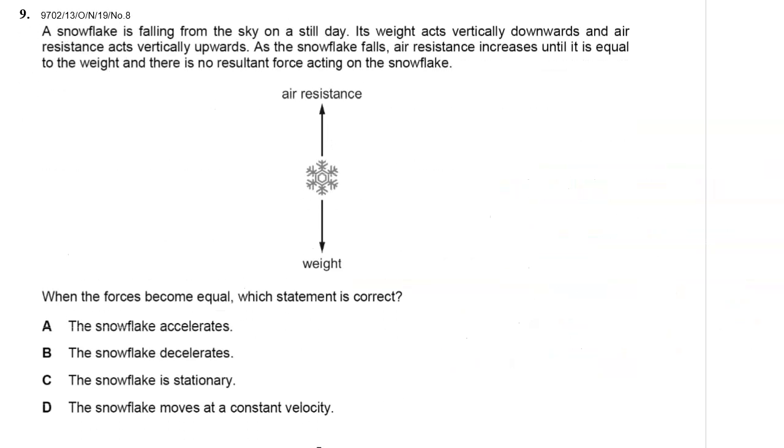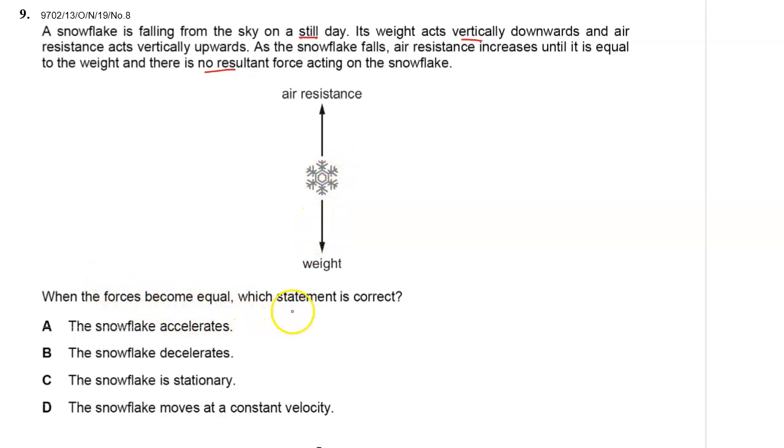Number 9. A snowflake is falling from the sky on a still day. Still day means there is no air blowing. Its weight acts vertically downwards, and air resistance acts vertically upwards. As the snowflake falls, air resistance increases until it is equal to the weight, and there is no resultant force acting on the snowflake at that point. Right? The air resistance is equal to the weight.